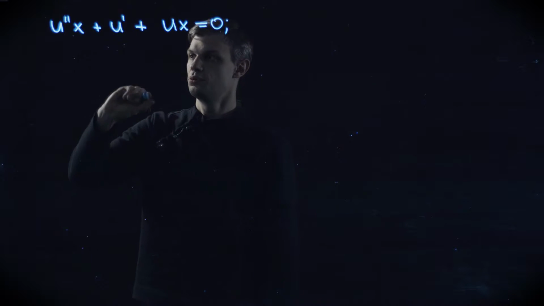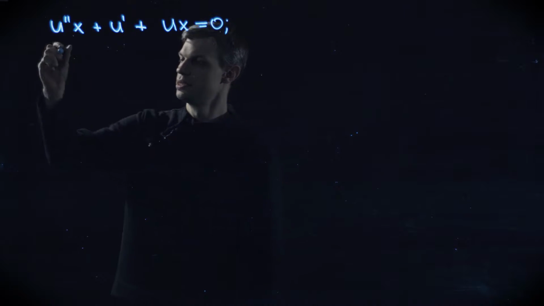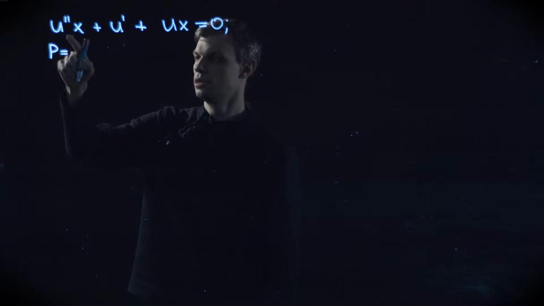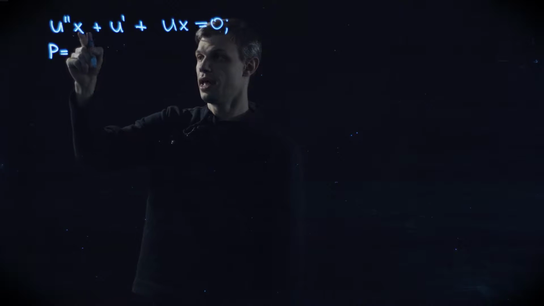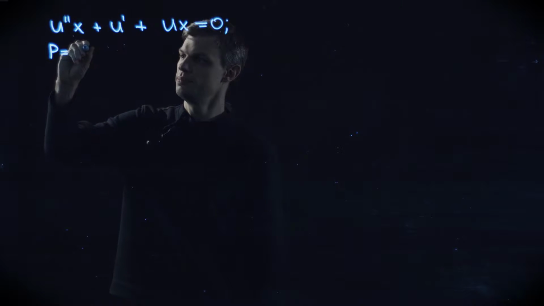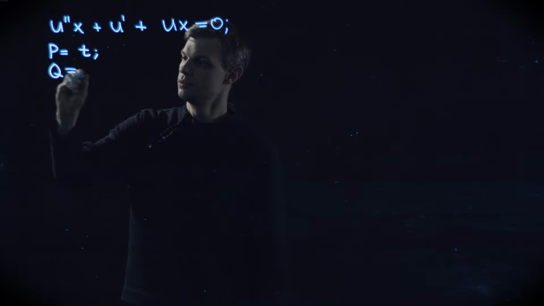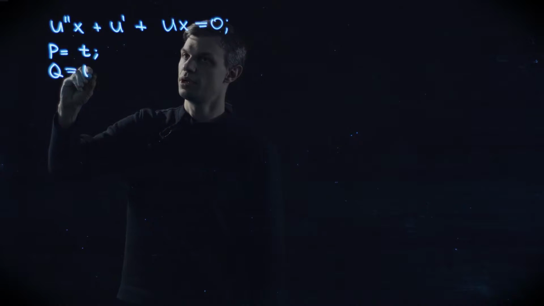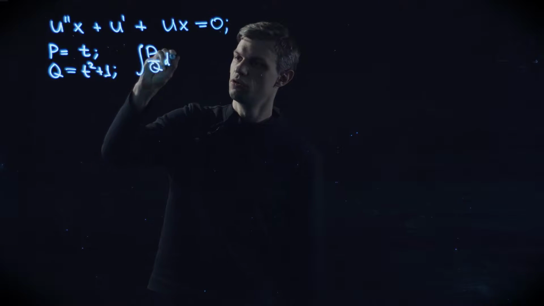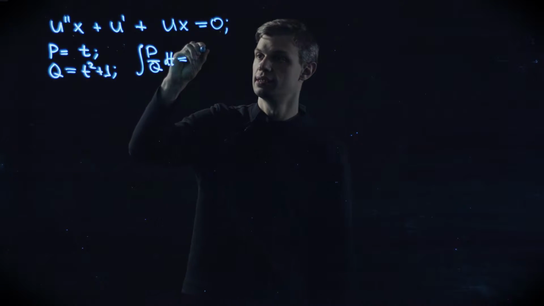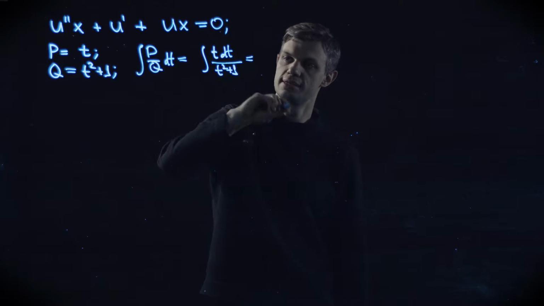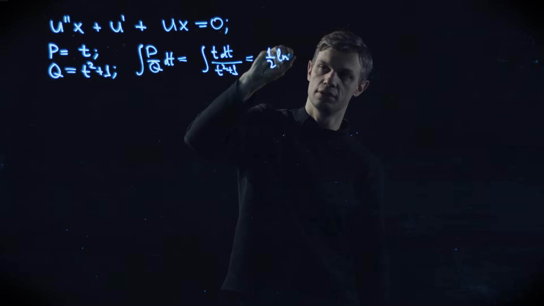Right. So let's write down our P and Q polynomials. The P polynomial is the polynomial composed of these coefficients which don't contain x, so it's simply t. And the Q polynomial is t squared plus 1. So the integral of P over Q, t dt over t squared plus 1, is simply 1/2 of the corresponding log function.